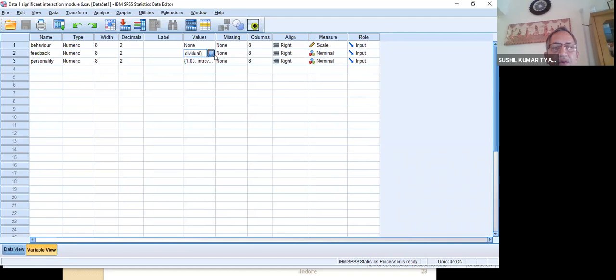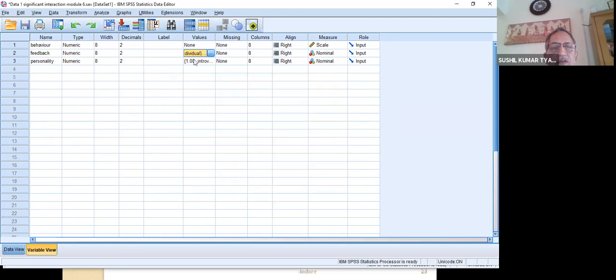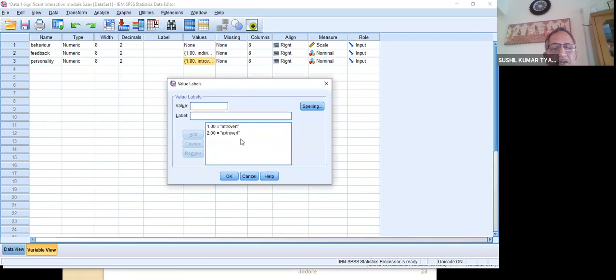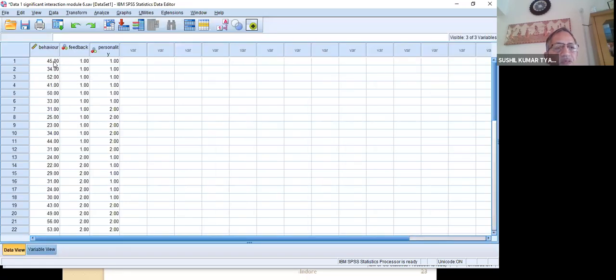levels are there. Feedback is of two types, individual feedback and group feedback. Second is personality, two types, introverts and extroverts. So this is a 2x2 factorial design ANOVA. And the dependent variable is behavior. Behavior is assessed with the help of some tool, and you get interval scale data. So this is behavior data.